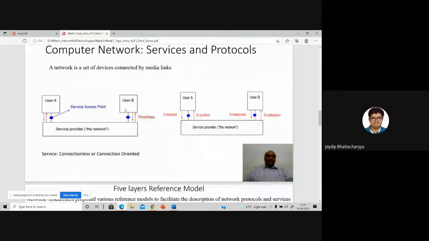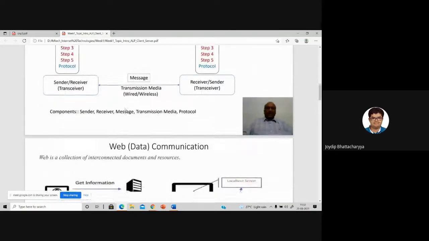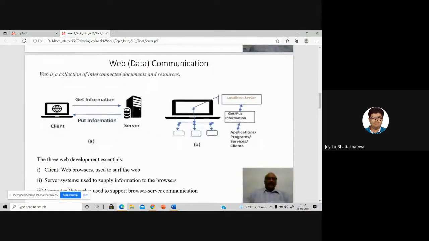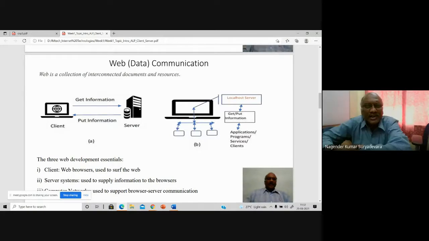So what is the difference between the two diagrams that you've shown below? One is client-server communication, and the other is communication between two servers. What is the fundamental difference between the two diagrams? In the left side diagram, the server is at a different place. In the right side diagram, the server is running on the same local box.